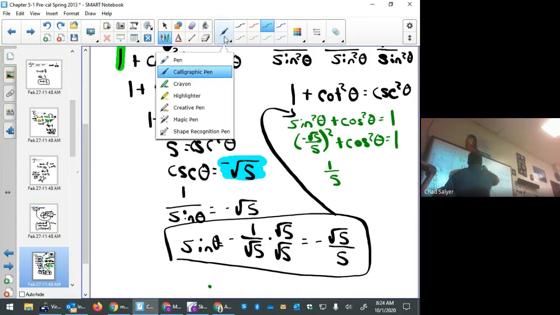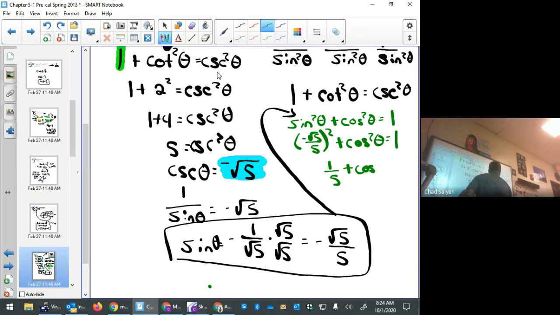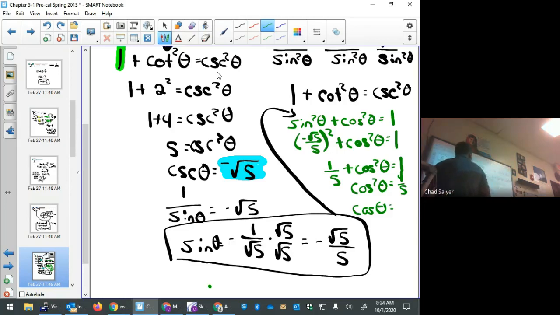Okay, so anyway, back to this. Plus cosine squared theta equals 1. If I subtract 1/5 from each side, cosine squared theta equals 4/5. So take the square root of both sides, and we know it's going to be negative. So that's the negative square root of 4, which is 2, over the square root of 5, which we'll have to rationalize. But once again, I've applied that knowledge of quadrant 3 to get a negative value.